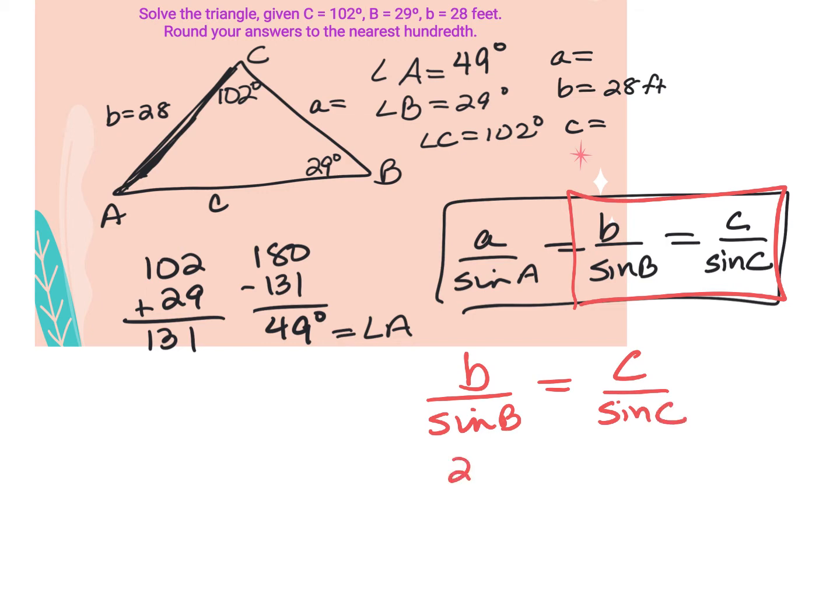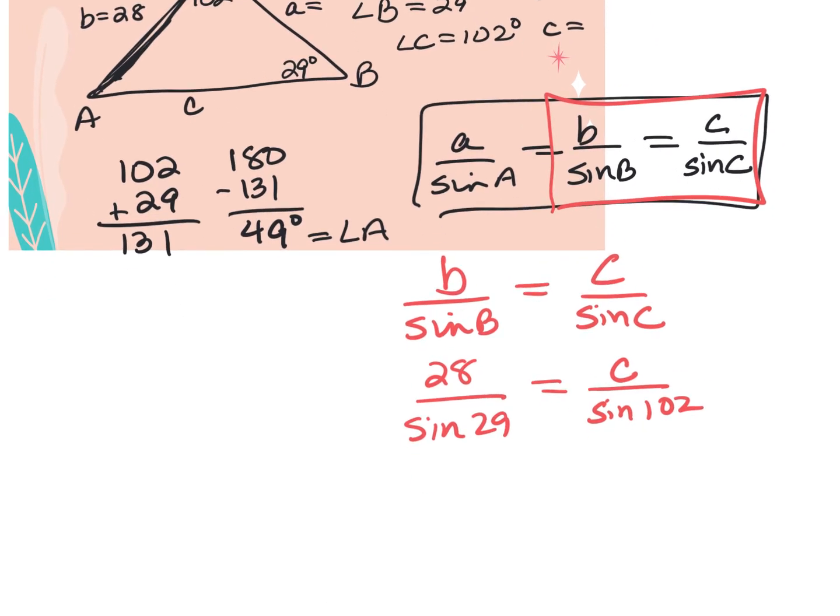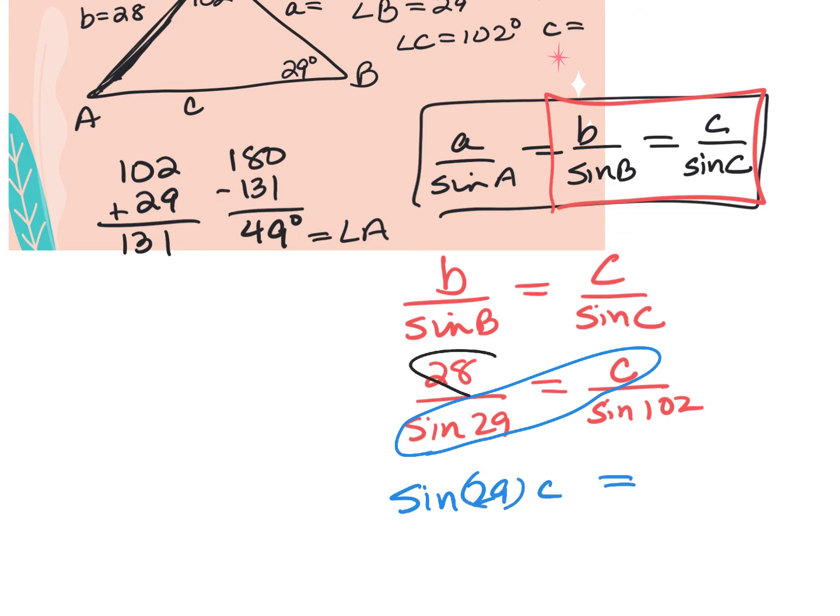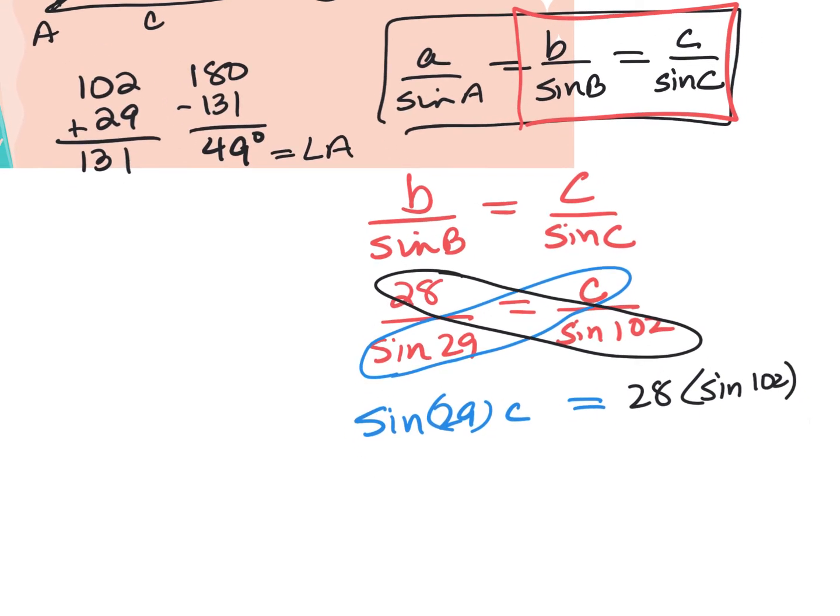So I have little b, it's 28. I have angle B, it's 29. I don't have side c, that's going to be my unknown. And then I have angle C, it's 102. All right, so now I'm going to cross multiply. It's a proportion. So I'm going to multiply sine of 29 times c is equal to 28 times the sine of 102. And then you're going to divide both sides by the sine of 29.